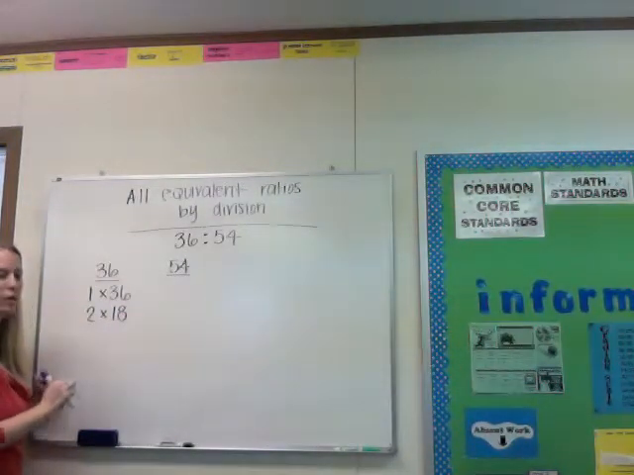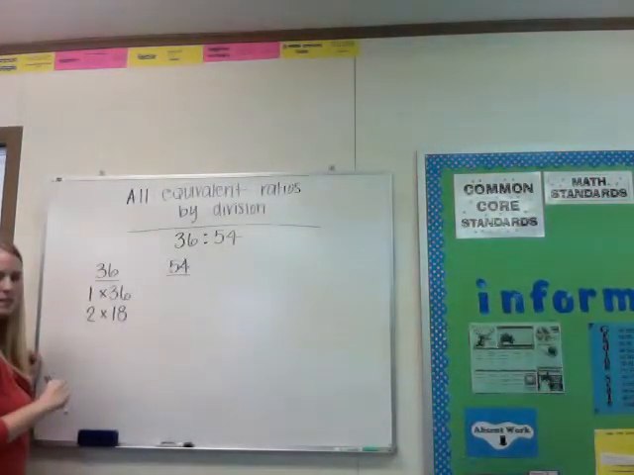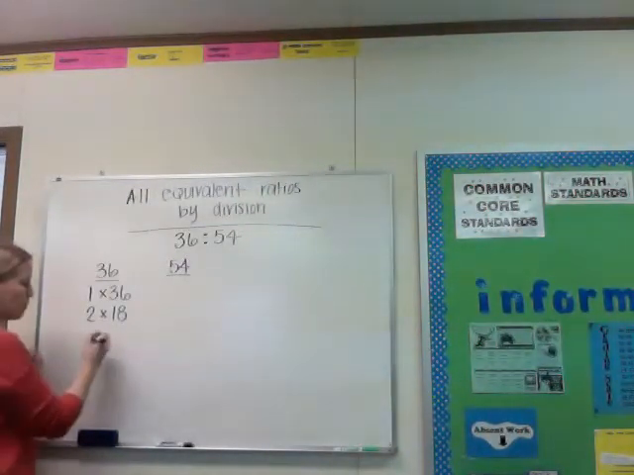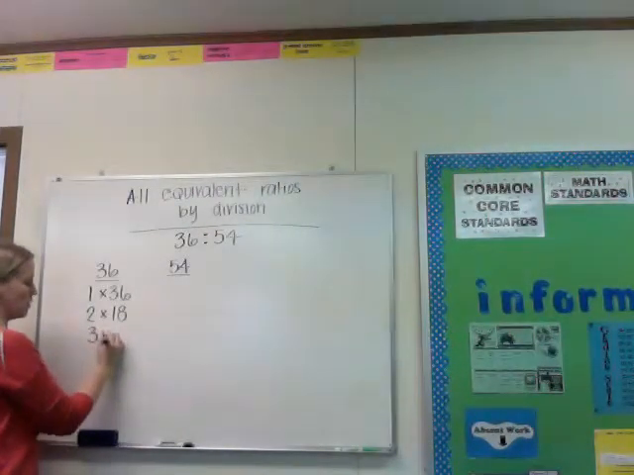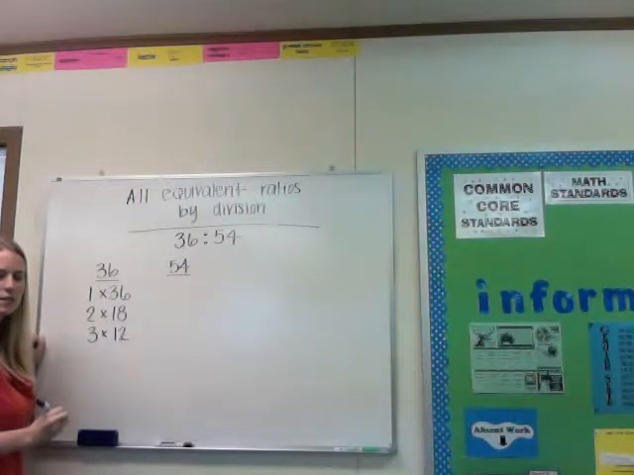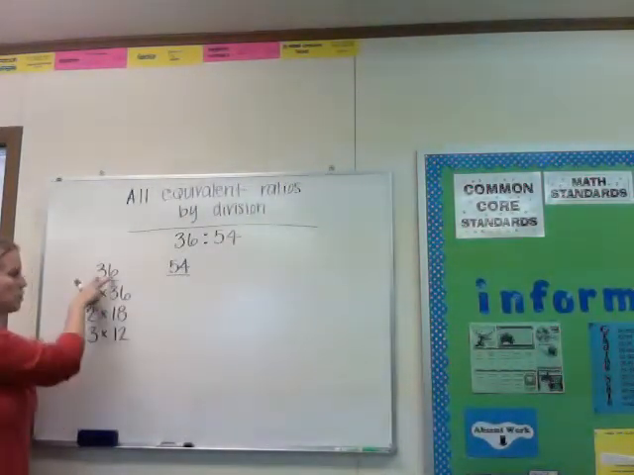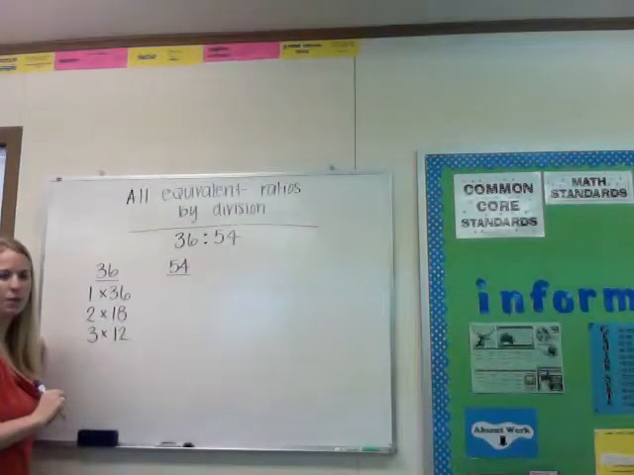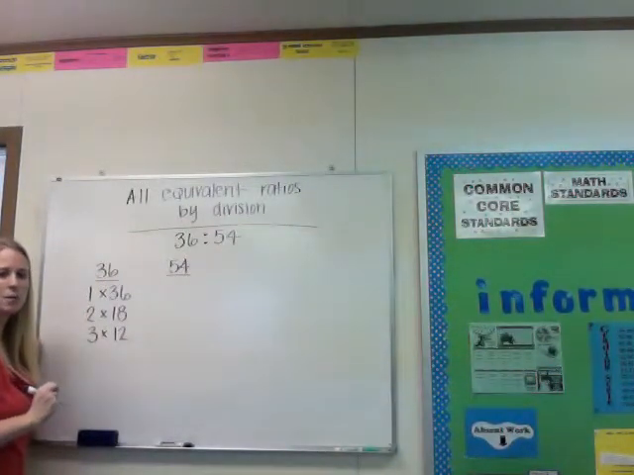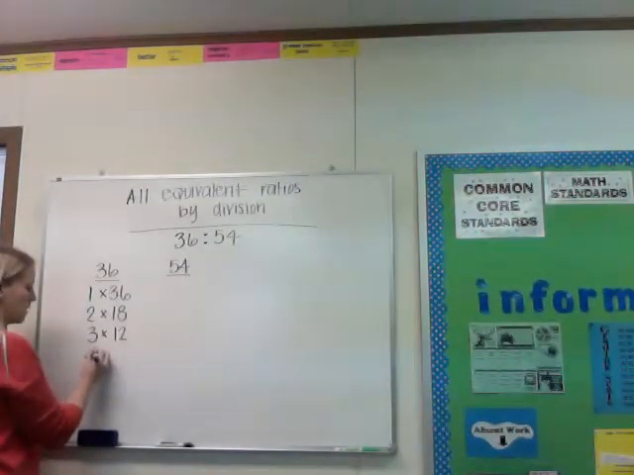Now I'm going to try 3. Remember the divisibility rule. 3 plus 6 is 9, and 9 is divisible by 3. So 3 is also a factor of 36, and 3 times 12 would actually give us 36. And then the rule for 4 is just if the last 2 digits, which this is only a 2-digit number, are divisible by 4. This is a basic fact, so hopefully you know it. 4 times 9 is 36.